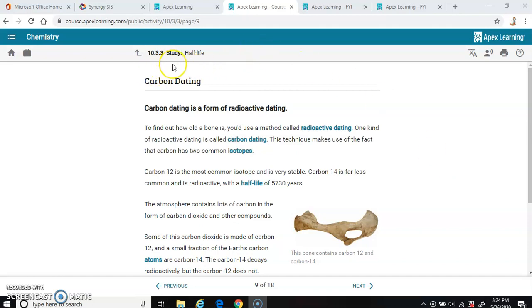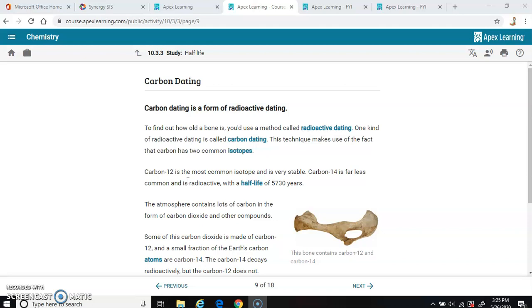And we are on 10.3.3, Half-Life, and we'll pick up where we left off, and it's talking a little bit more about carbon dating. So you've heard, with fossils and trying to figure out the age of different things, we use carbon dating for a lot of that, and it's a form of radioactive dating. What it does is that carbon-12 is the most common isotope that we have. 6 protons, 6 neutrons, very common for carbon.